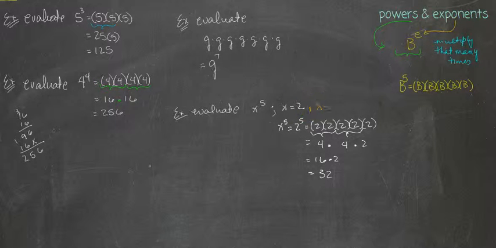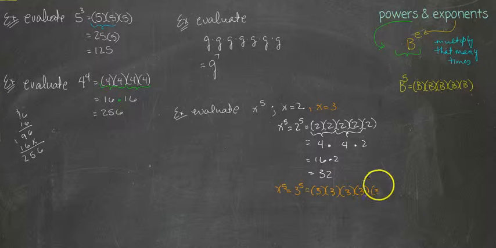Or maybe x is 3. In that case, I have to evaluate x to the 5th, which is 3 to the 5th. So I'm just substituting 3 in for my x. And so that means 3 times 3 times 3 times 3, and one more, times 3.